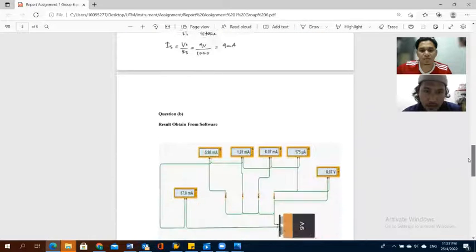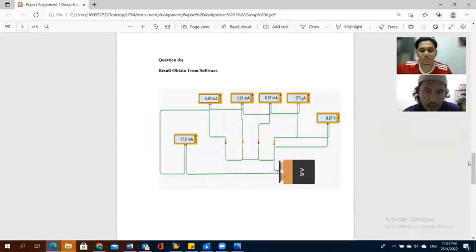Okay, next. This is for question B. Actually, for this simulation, we cannot find the analog voltmeter, so we cannot get the actual value as in the manual calculation. Okay, we go to the manual calculation.